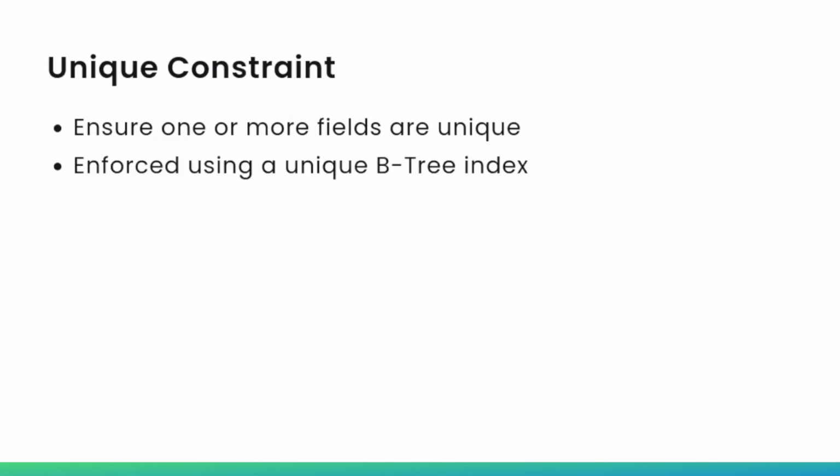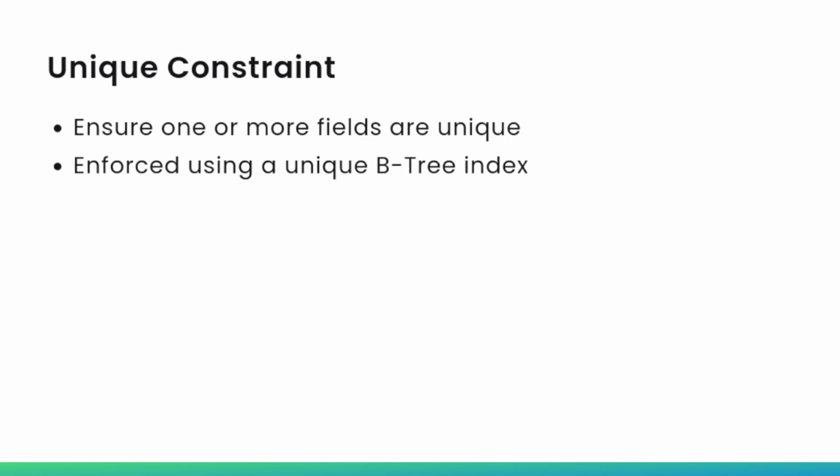Okay, so we talked about primary key. Now let's talk about a unique constraint. So unique constraint is used to make sure that one or more fields are unique, meaning we don't have duplicate values, right? So in our transactions table, for example, we want to make sure that the transaction ID uniquely identifies a transaction. So this is a unique column, okay?